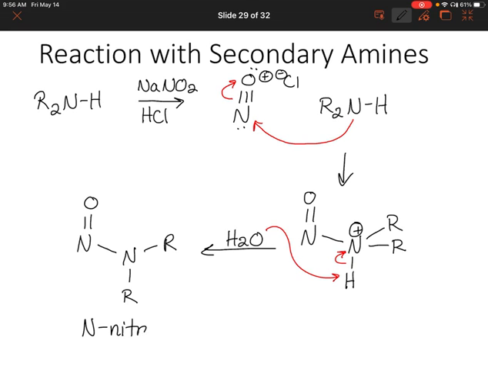And N-nitrosamines are carcinogenic. There's actually some N-nitrosamine molecules in tobacco. So we want to try to avoid this type of molecule. So when we're doing these diazonium salt reactions, we have to use a primary amine.